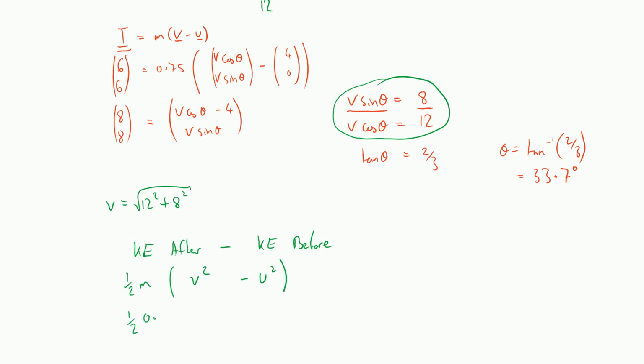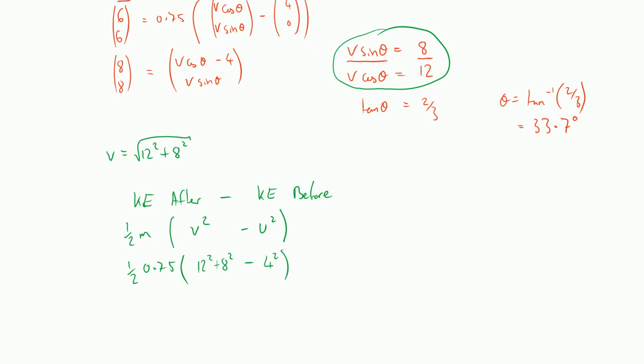So a half of 0.75, and now it becomes apparent why I didn't bother going any further with calculating v at that point, because I knew that I needed v squared, and v squared is just going to be 12 squared plus 8 squared. U squared, well, our initial velocity was only 4i, so that becomes 4 squared. And at this point we've got something around a half, 0.75, lots of 208 minus 16, and again reliably informed that this is 72 joules.